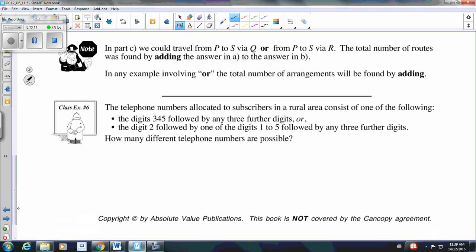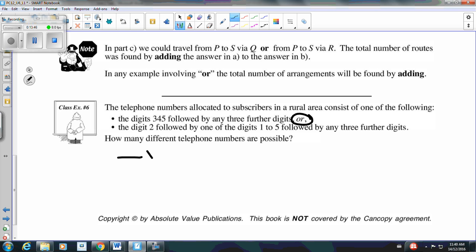6. The telephone numbers allocated to subscribers in a rural area consist of one of the following: the digits 3, 4, 5, followed by any 3 further digits, or the digit 2, followed by one of the digits 1 to 5, followed by any 3 further digits. How many different telephone numbers are possible? So this OR right here tells us we're going to calculate the one, calculate the other, and add them together. Our first choice said the digits 3, 4, 5, followed by any 3 digits.